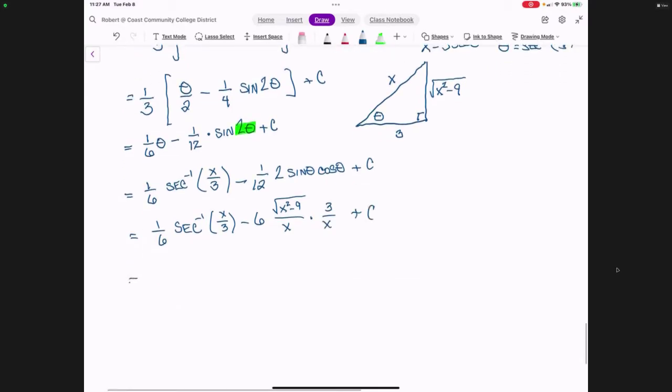So I guess if you wanted to wrap it all up, is it 1/6 on the second term? Yeah, 1 over 6. X over 3 minus, then it's going to be the square root of x squared minus 9 over 2x squared.